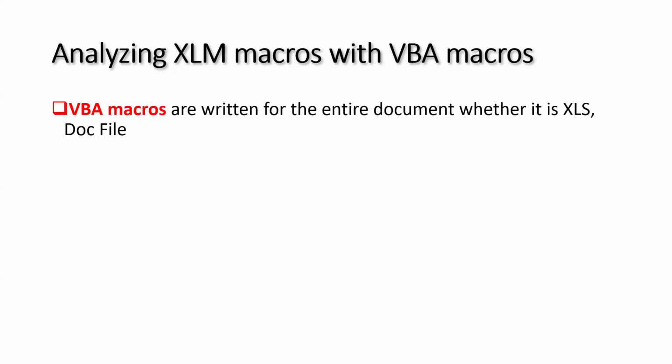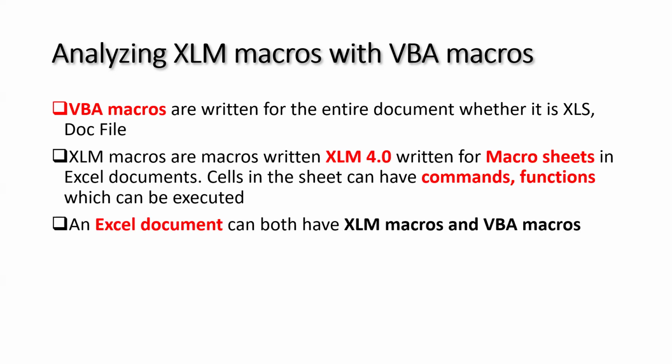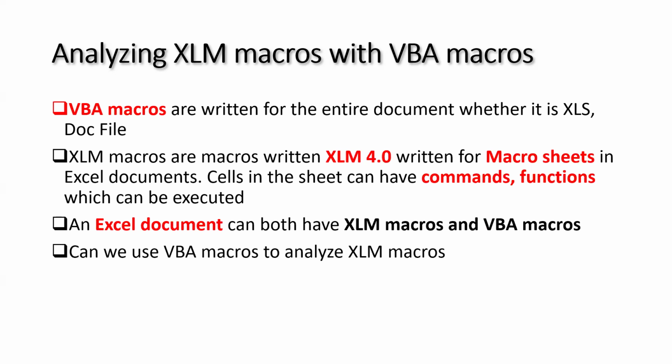VBA macros are written for the entire document, whether it is an XLS or a doc file. But XLM macros are macros written in XLM 4.0, specifically for macro sheets which are in an Excel document. Basically, what happens is cells in the sheet can have commands and functions which can be executed with the XLM 4.0 macros. An Excel document can have both XLM macros as well as VBA macros. So can we use VBA macros to analyze XLM macros?